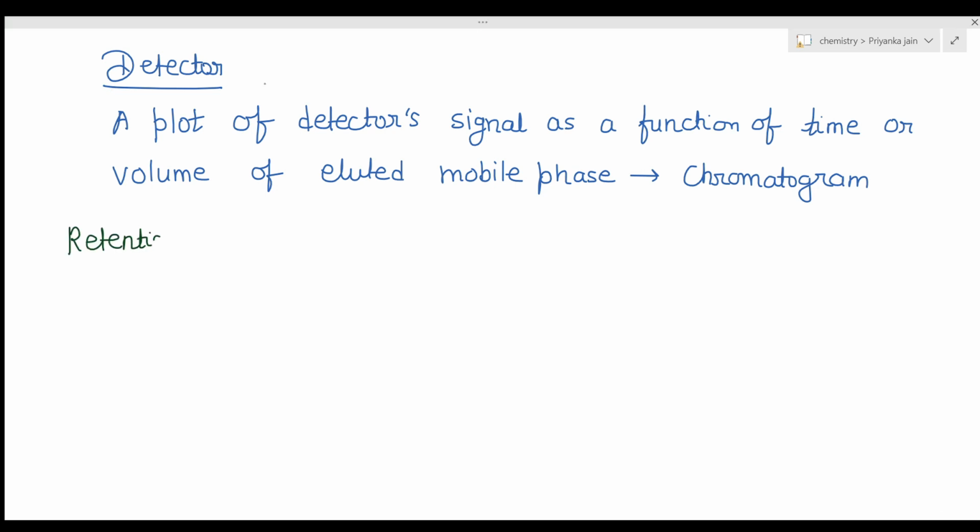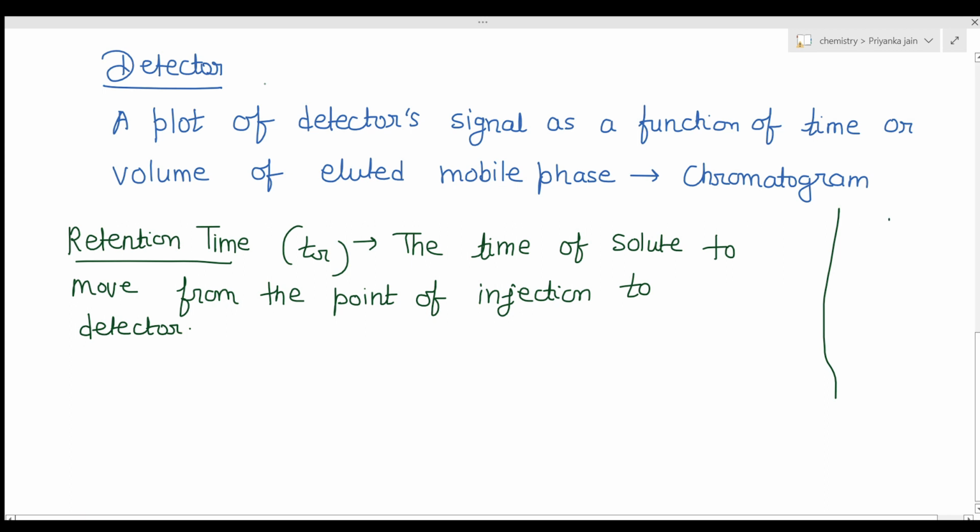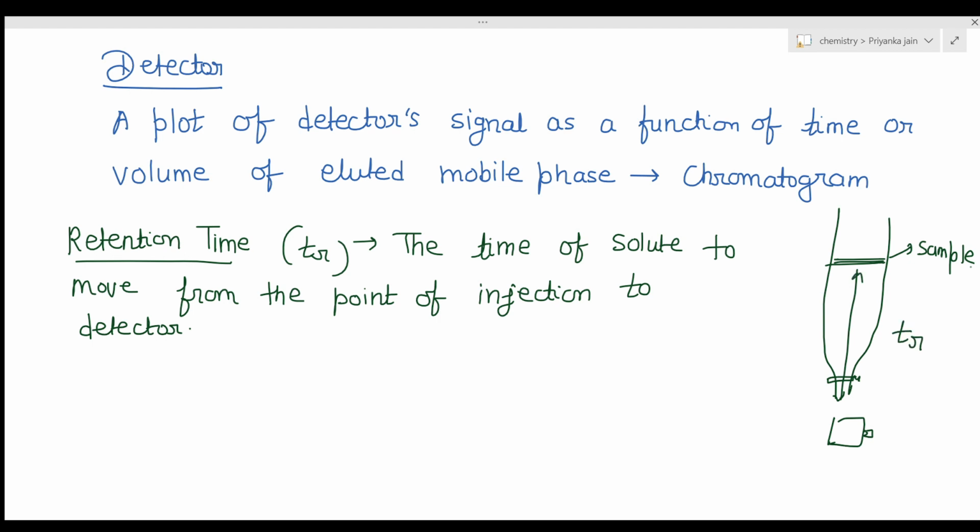There are some more important things that you should know about column chromatography. One of the important terms used here is retention time. Retention time is denoted by tR. What is the meaning of retention time? The time for the solute to move from the point of injection to the detector. Suppose this is our column, and here we have introduced our sample. This sample is coming out from here. And here is the detector. The time the solute takes to come from here to here is called the retention time, and it is shown by tR.